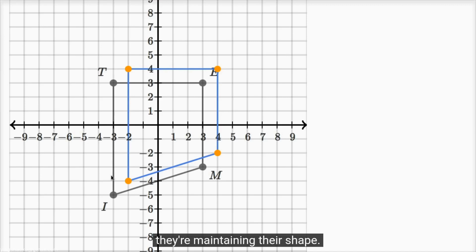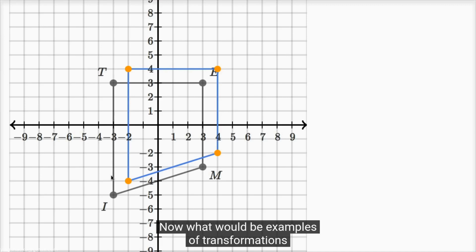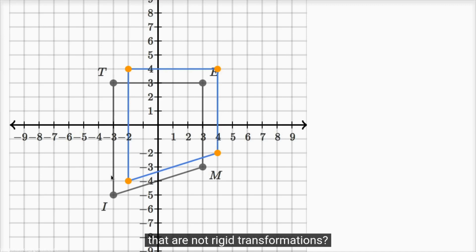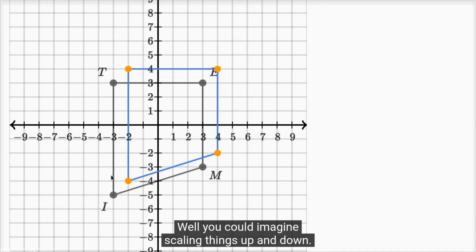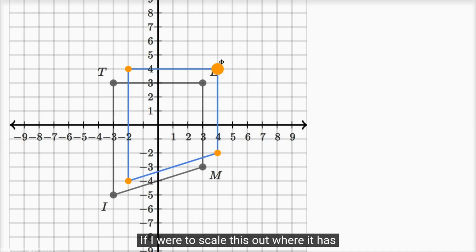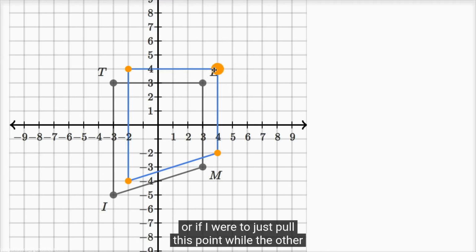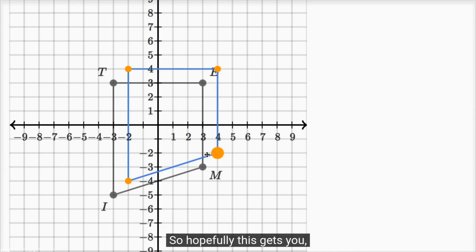They're maintaining their shape. Now, what would be examples of transformations that are not rigid transformations? Well, you can imagine scaling things up and down. If I were to scale this out, maybe the angles are preserved, but the lengths aren't preserved, that would not be a rigid transformation. If I were to just stretch one side of it, or if I were to pull this point while the other points stayed where they are, I'd be distorting it or stretching it. That would not be a rigid transformation. So hopefully this gets you, it's actually very, very interesting.